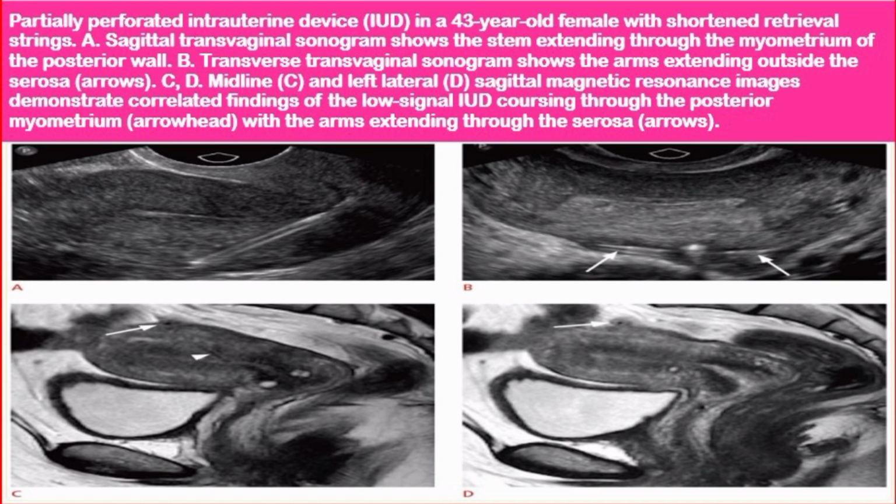This image shows a partially perforated intrauterine device in a 43-year-old female with shortened retrieval strings. A, a sagittal transvaginal sonogram shows the stem extending through the myometrium of the posterior wall. B, a transverse transvaginal sonogram shows the arms extending outside the serosa. C and D, midline C and left lateral D, sagittal magnetic resonance images demonstrate correlated findings of the low signal IUD coursing through the posterior myometrium with the arms extending through the serosa.